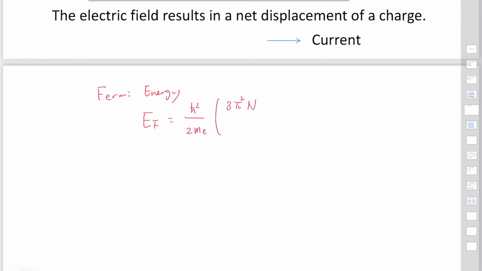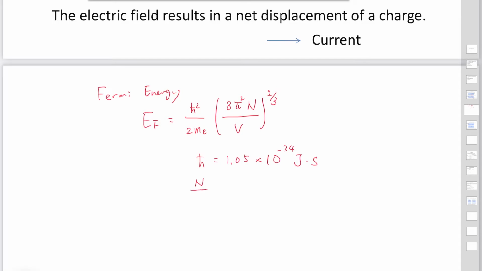Fermi energy is written as ħ squared over 2m_e times (3π² N over V) to the power of 2/3, where ħ is the Planck constant. It's going to be 1.05 times 10^-34 joule second.